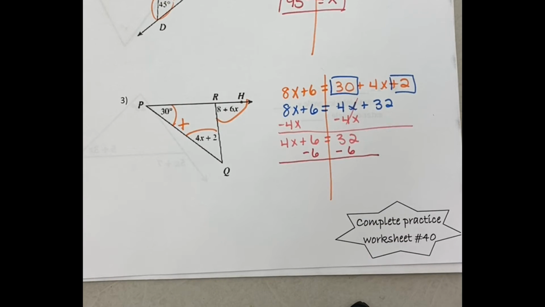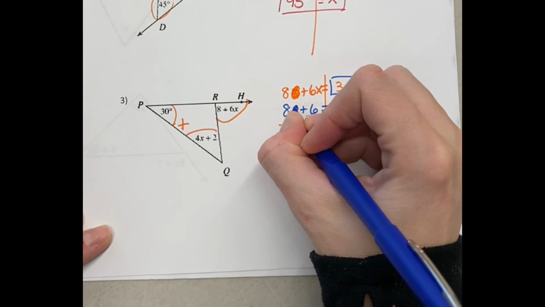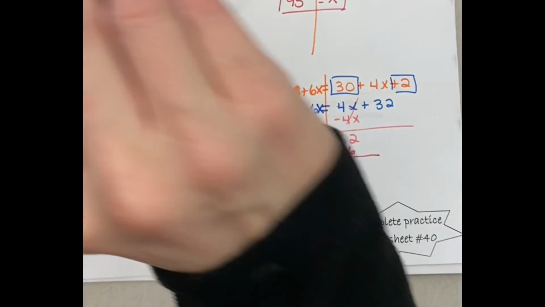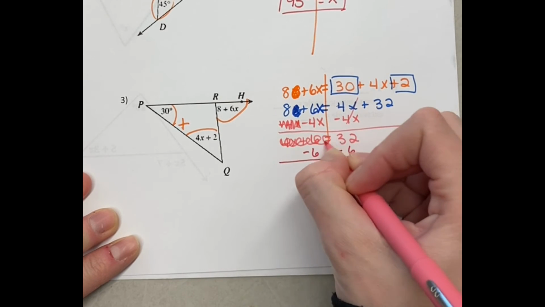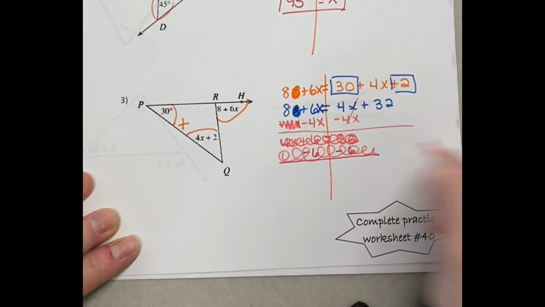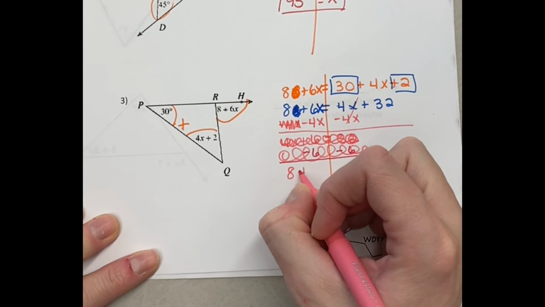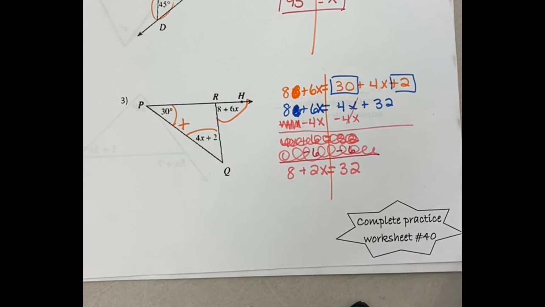Oops, I'm sorry, I realized that I had a typo there. So this should be 8 plus 6x. So when I subtract the 4x on each side, I'm not subtracting it from the 8. I'm just going to restart from here. So I apologize. I subtract 4x on each side, and I end up with 8 plus 2x equals 32.